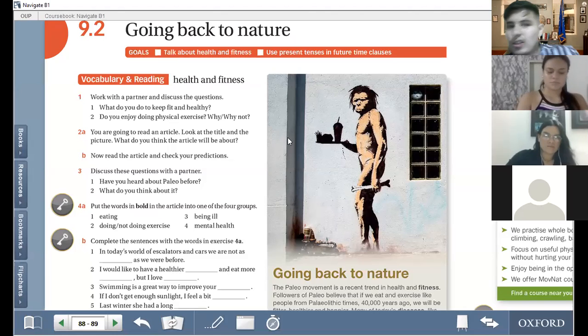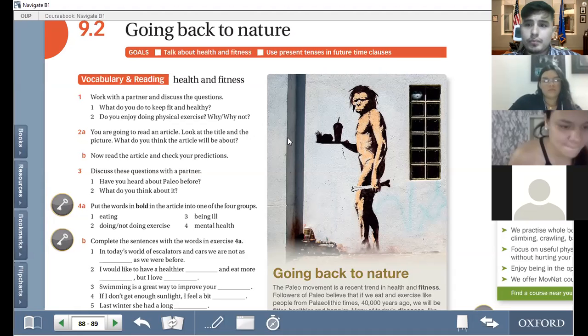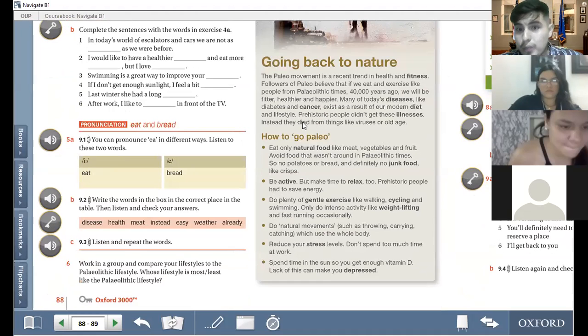Now, let's go straight to the B part and point number three. So, B, now read the article and check your predictions, right? And three, discuss these questions with a partner. We're going to do it as well. Have you heard about paleo before? And two, what do you think about it? It's time to read, ladies. The article is pretty short, so I'm going to give you 5 minutes, real quick.